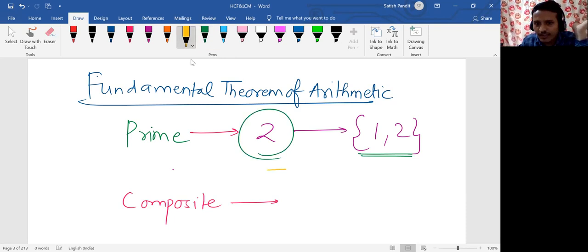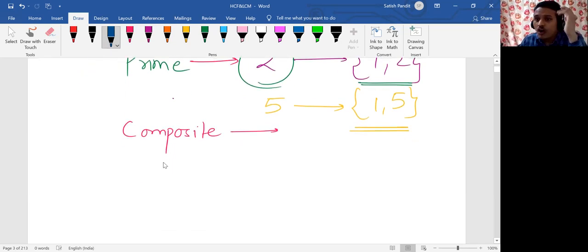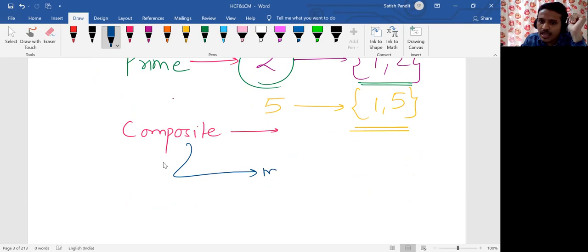For example, if you take 5, what are the factors? 1, 5. So there are only two factors, right, which can divide 5 completely. So 5 is also a prime number. Next, then what do you mean by a composite number? Let us see that. See, a composite number has more than 2 factors.